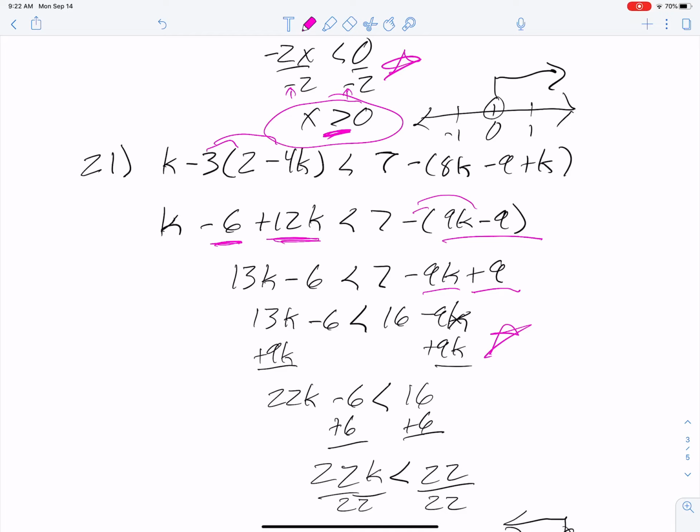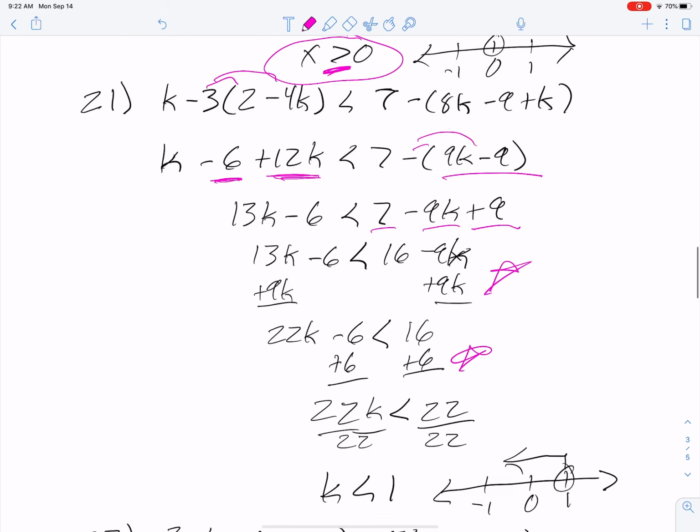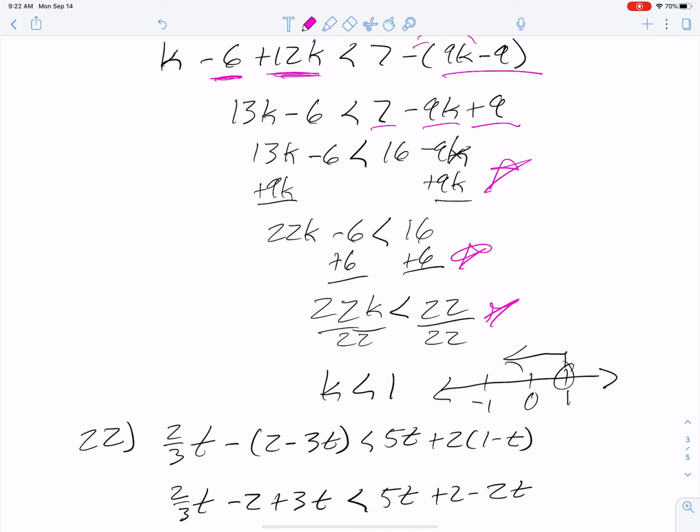I add 9k to both sides. End up with 22k minus 6 is less than 16. Add 6 to both sides. Divide by 22 and end up with my final value.